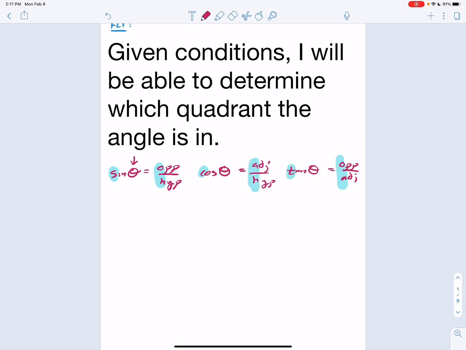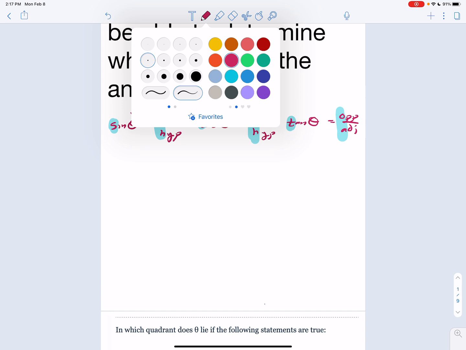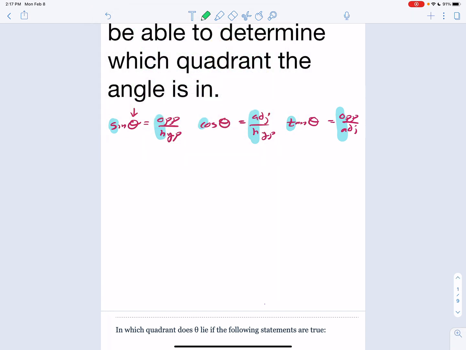Okay, and then I introduced you guys to 3 other functions, the reciprocal functions. So in order, the reciprocal of sine is called cosecant, which is really hypotenuse over opposite. Secant, which is the reciprocal of cosine, so that's hypotenuse over adjacent. And cotangent, which is the reciprocal of tangent. That one's easy to remember, which is adjacent over opposite. And again, they are just the reciprocals. Remember, reciprocal just means that you're switching the numerator and denominator. So keep that in mind.